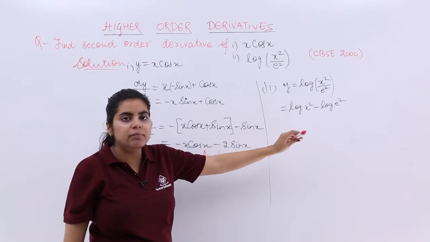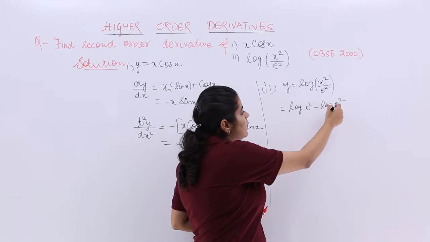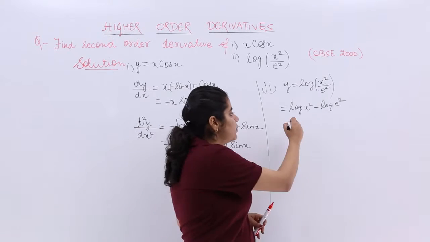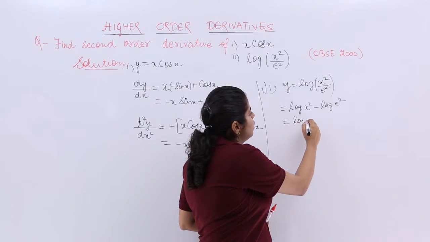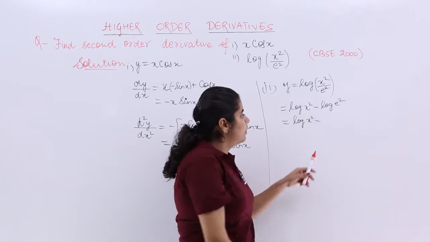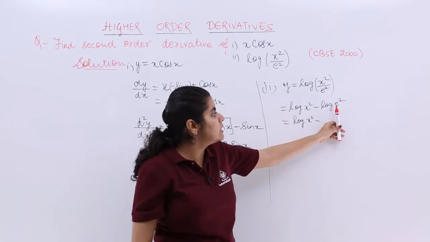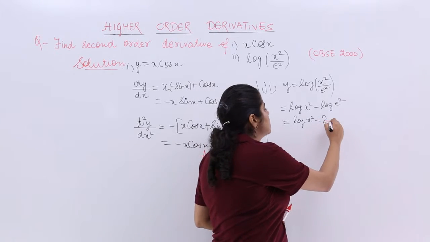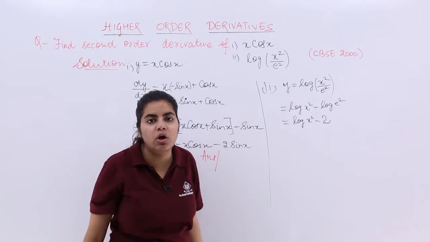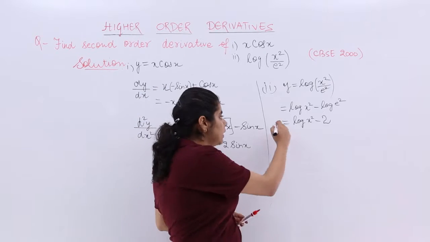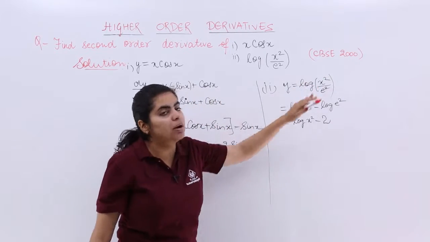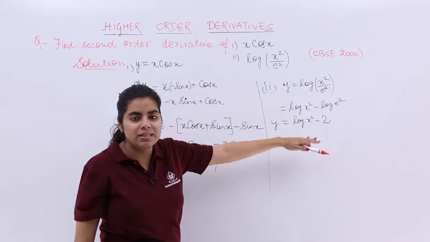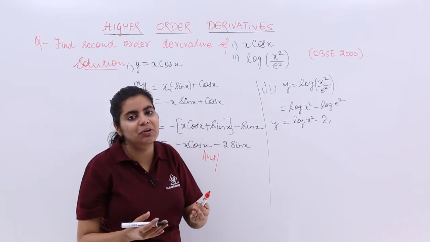Now the base can be of our choice, right? If I take the base as e on both sides, what happens? You see this remains log x square only, but here, log e base e just vanishes, so only 2 is left. That you know from the properties of log. Now basically my question is this and not the above one. Now you have to differentiate it first time and second time in order to obtain the second order derivative.